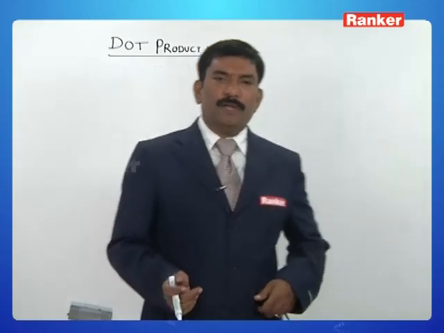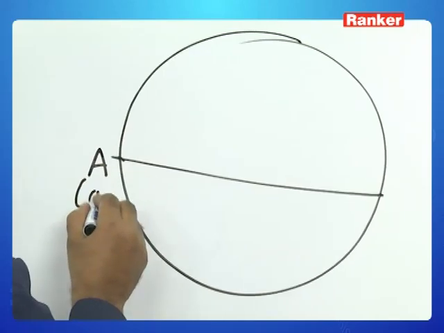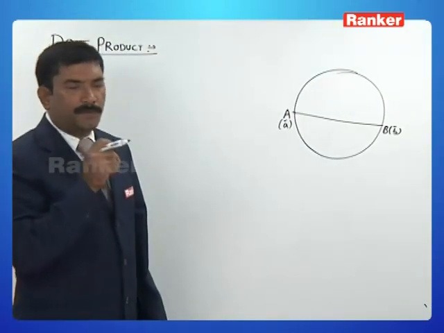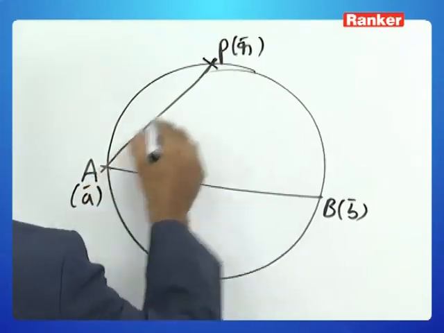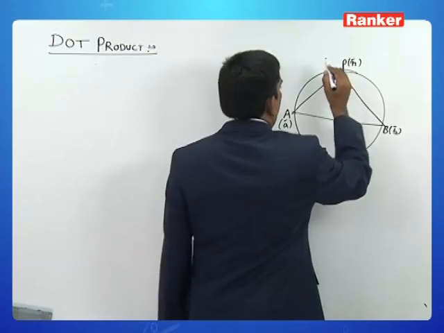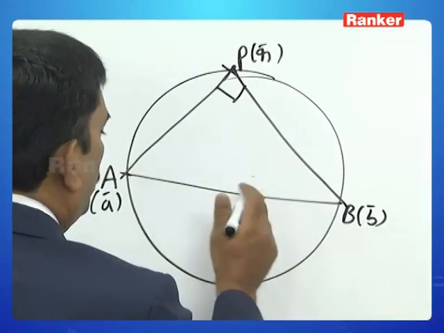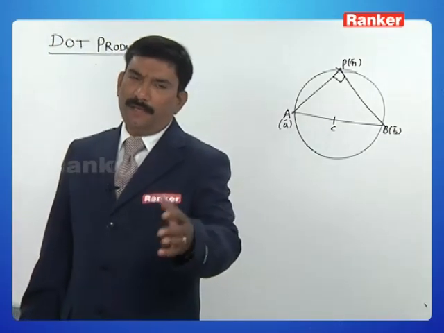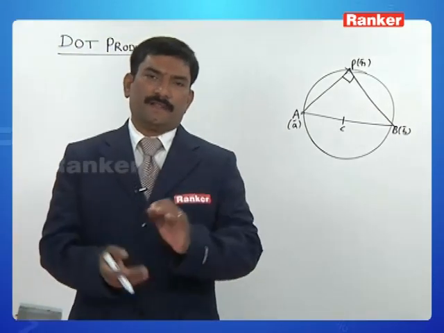Take this circle. This is A of a bar, and this is B of b bar. Now if I take a point P of r bar, the angle in a semisphere is 90 degrees. If A of a bar and B of b bar represent the ends of the diameter, then the midpoint of the diameter is the center of the circle.